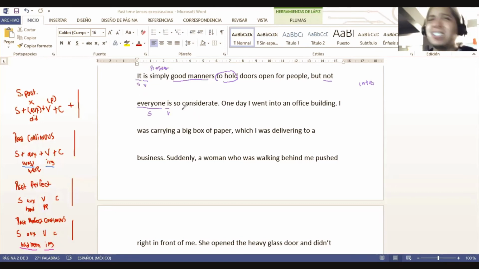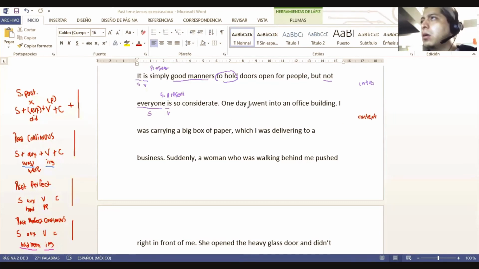Yes, this is again the introduction. This is the simple present. In the present, this person is saying that normally it is good manners to hold the doors open for people, but normally in the present, not everyone does it. Yeah, this is the simple present. Then let's say we're gonna go checking for the context.